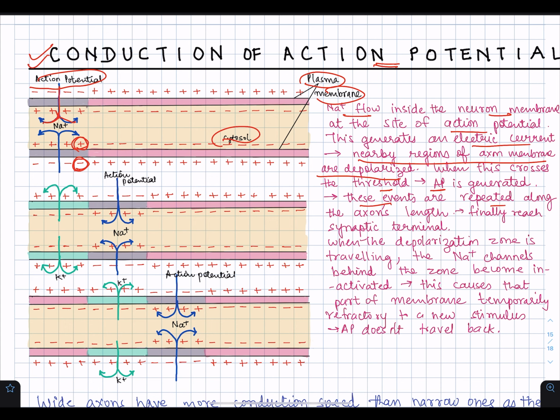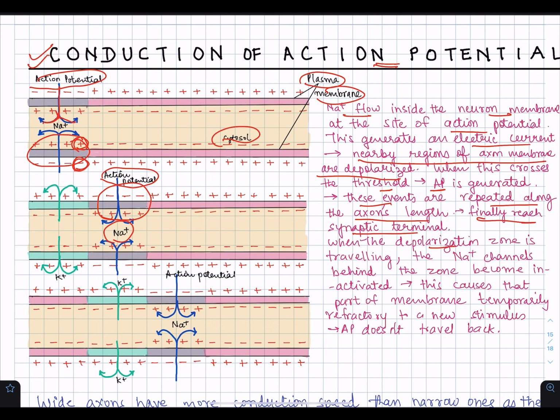These events are repeated along the axon's length. See here, now the action potential has arisen here and the same event which was occurring over here is now occurring over here. So this is a repetition of the events. Sodium is going inside and the change of charges has occurred, and they finally reach the synaptic terminal.